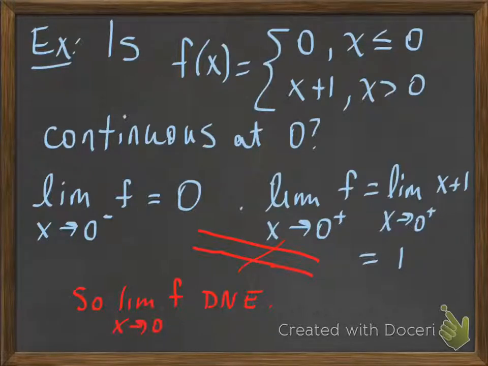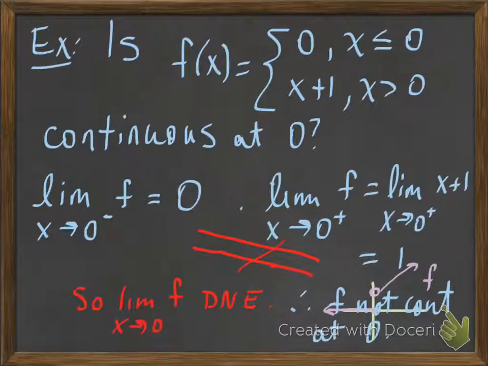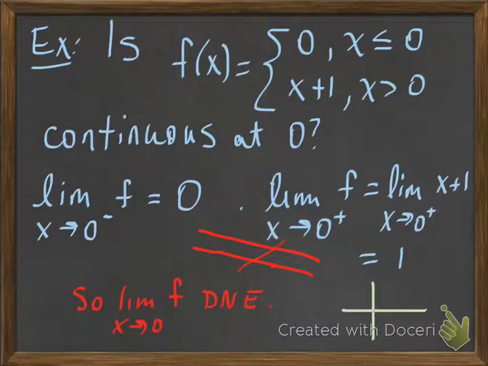So unfortunately, this is not a continuous function. Oh, sorry about that. I transposed somehow. The graph of f looks something like this, and f is not continuous at 0 because there's that little jump there, because the limit doesn't even exist at 0.